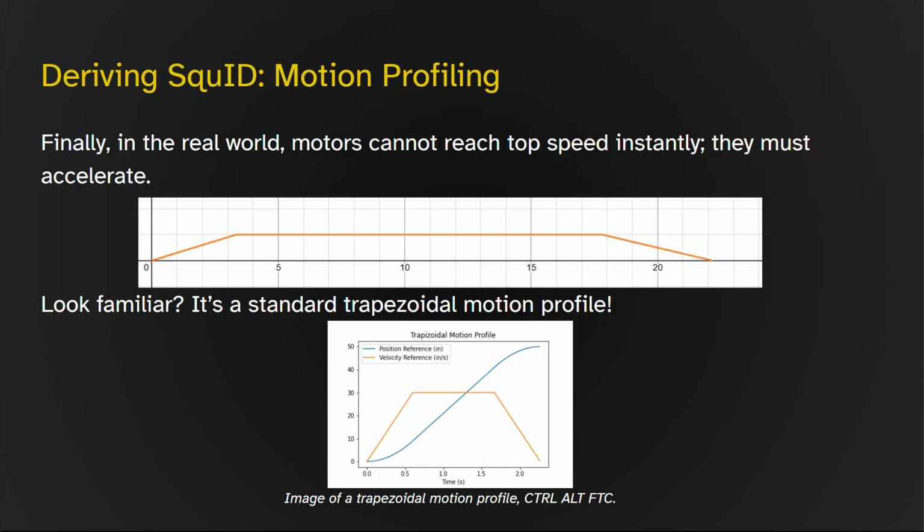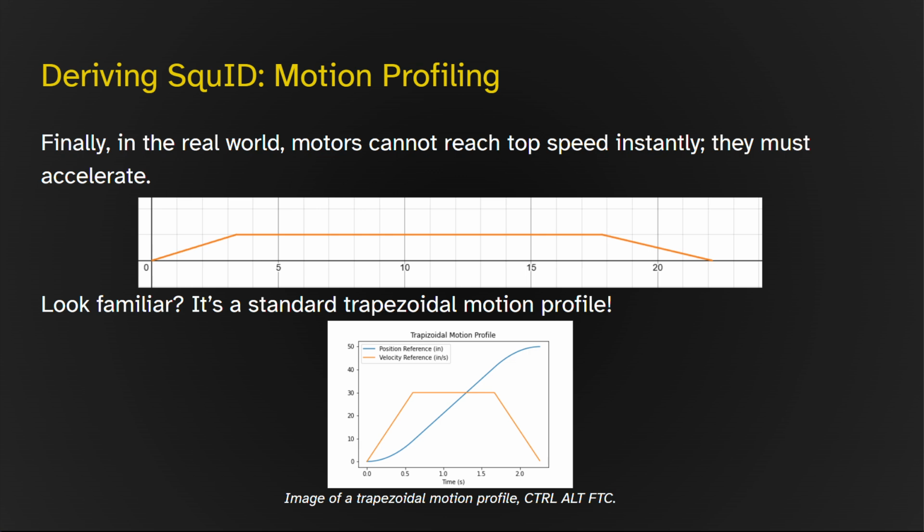And finally, our motors can't get up to speed instantly. Think about the accelerator in a car. When you press down the gas pedal, the car doesn't just instantly start moving at 60 miles per hour. That's why the 0 to 60 metric exists. So it has to spend some time speeding up first, and that's what this initial slope upwards in the top graph is. And this creates a very familiar shape. This is actually exactly the same as a trapezoidal motion profile. If we look on the bottom, there's a reference image. It's the orange line in the image, a reference image of a trapezoidal motion profile courtesy of Control Alt FTC. And they are actually exactly the same.